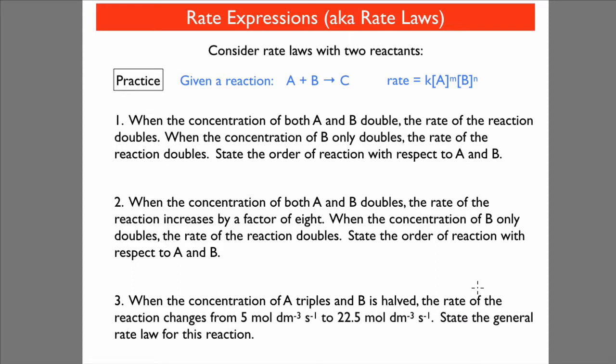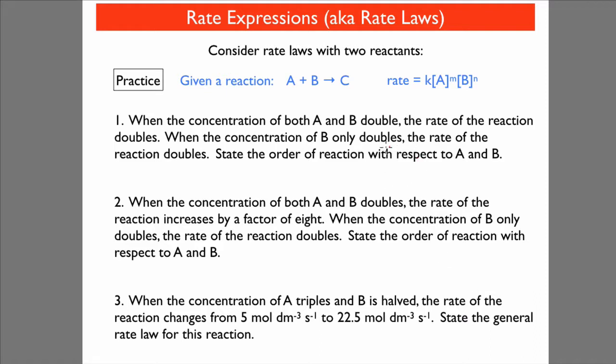Okay, let's have a look at these questions. Can you press pause, just give a quick go? Okay, so we have question 1. When the concentration of both A and B double, the rate of the reaction doubles. When the concentration of B only doubles, the rate of the reaction doubles. State the order of reaction with respect to A and B.